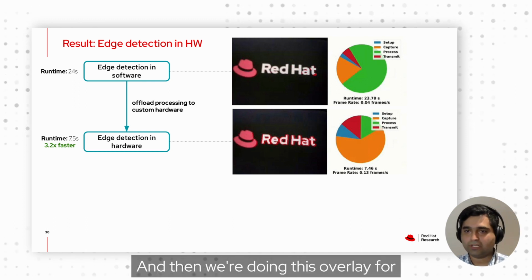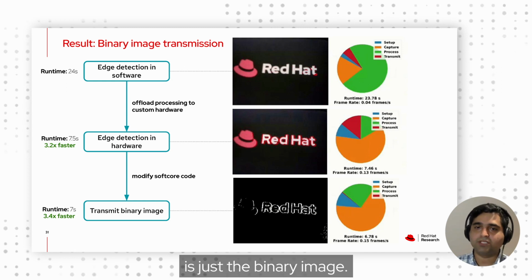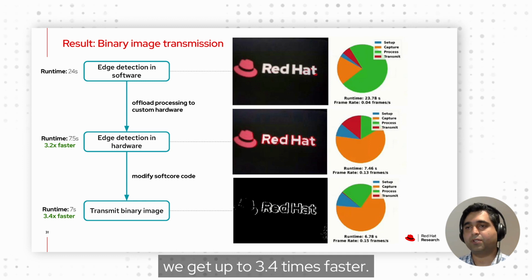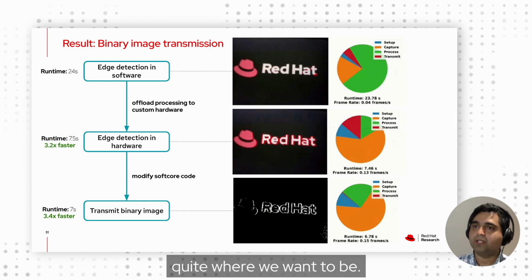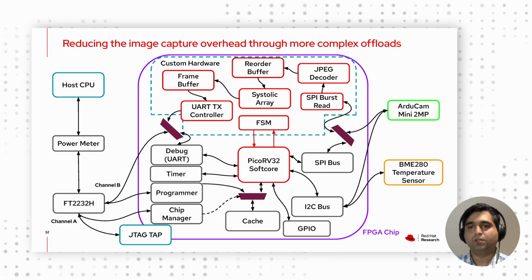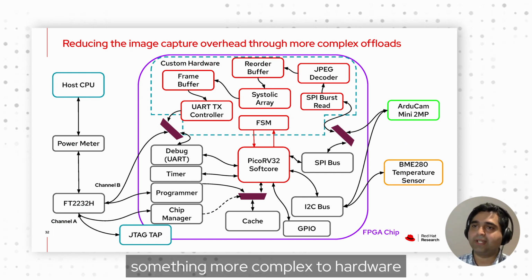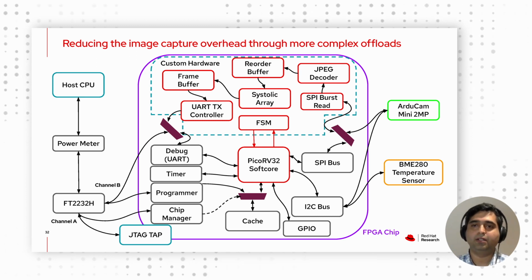And then, we're doing these overlays for illustrative purposes. What we really need is just a binary image. And if we modify the soft core without changing the hardware, we get up to 3.4 times faster. It's better, but not quite where we want to be. So what can we do? Well, we can offload something more complex to hardware because, again, we're on an FPGA and we can do that.